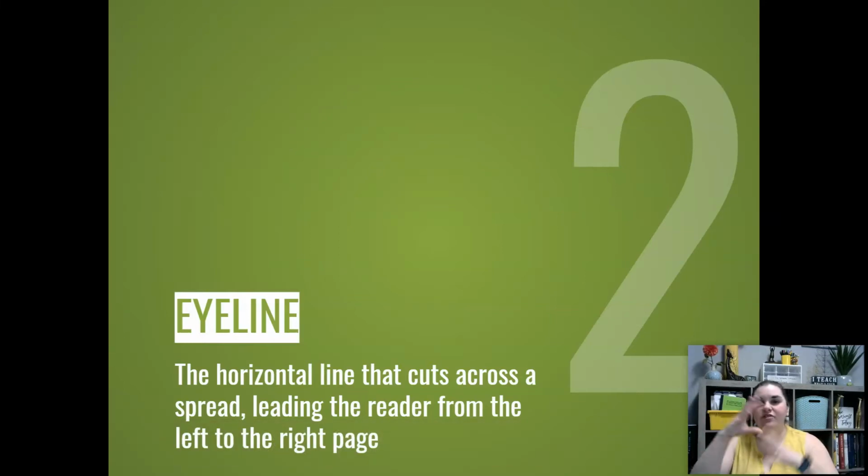On a spread, when you have the dominant element, usually that dominant element then creates something called an eyeline. An eyeline is a horizontal line. It can be diagonal or horizontal, but it usually goes across the two pages and draws the reader across either to the left or to the right or down and up.